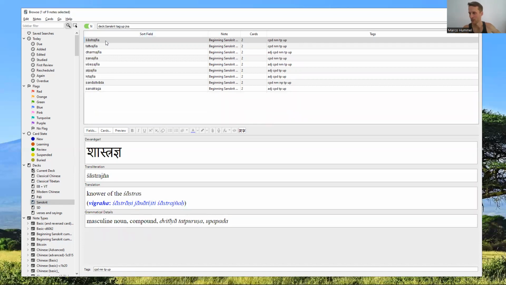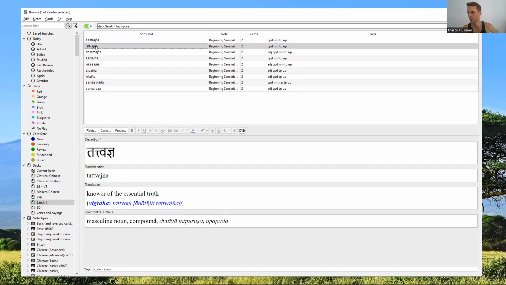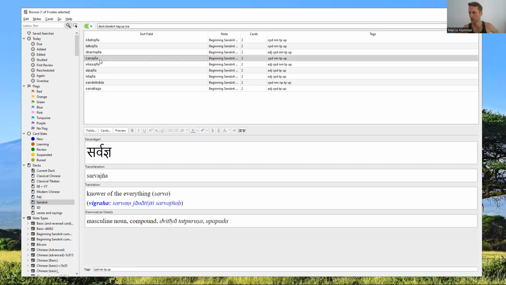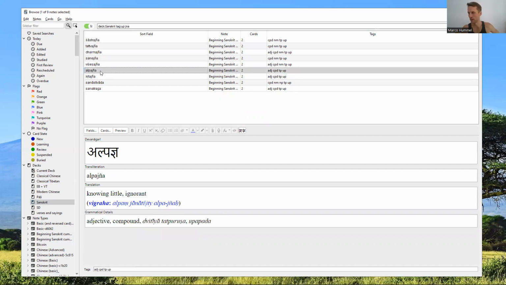So we have here Shastra jna, knower of the Shastras, Tattva jna, knower of the essential truth, Dharma jna, knower of the law or the rightful duty, or knowing Dharma, Sarva jna, knower of everything, and so on. Or even Alpa jna, knowing little. Such a specific search I have not seen in any type of dictionary, anywhere in any electronic dictionary.